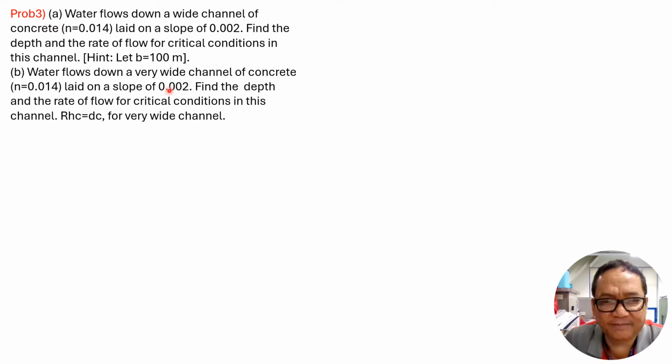Hello students, this is the corrected solution to example 3 earlier made, and let's have this additional hint. Water flows down a wide channel of concrete, n is 0.014, laid on a slope of 0.002. Let's stick to the original slope. Find the depth and the rate of flow for critical conditions in this channel. So we have this hint.